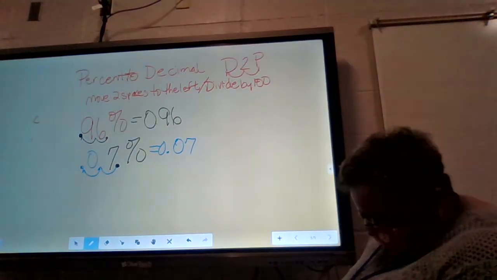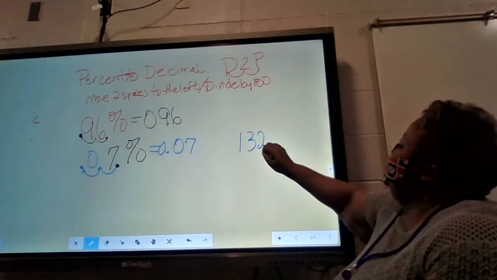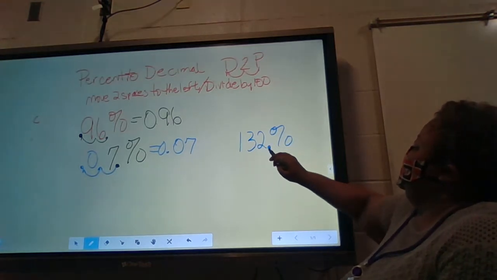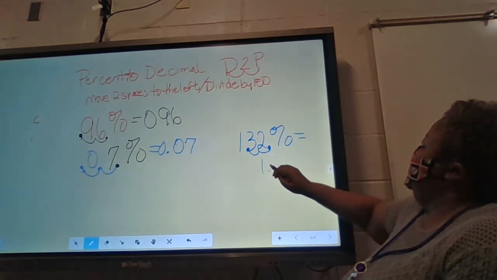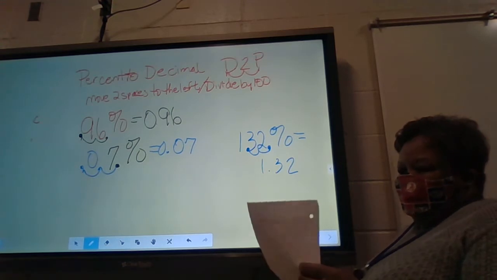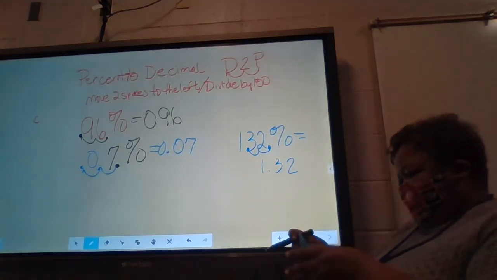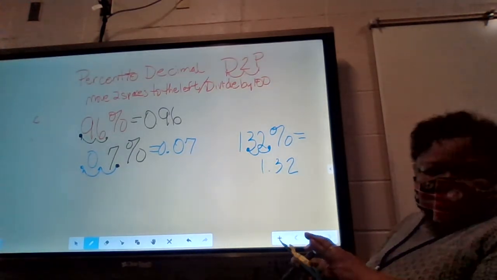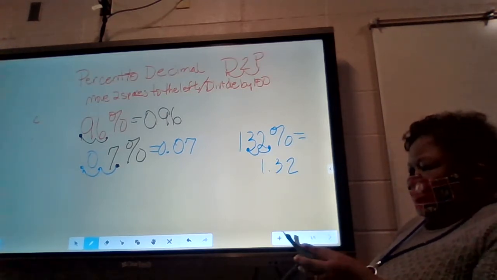And this one, 132%. My decimal is here, 1, 2, and that's equal to 1.32. So we did decimal to percent and percent to decimal. Let's do decimal to fraction.